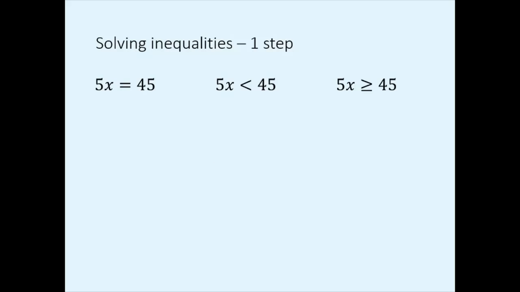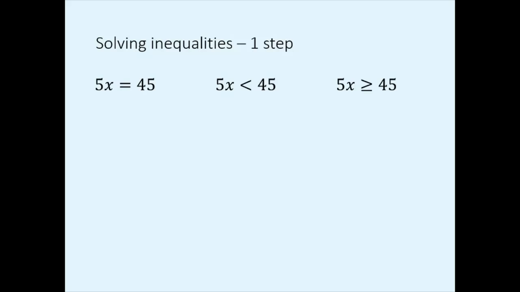So, solving inequalities. Here on the left-hand side, this is an equation. It's two expressions joined together with an equal sign. Here and here, we don't have an equal sign. Instead, we have these things. These are inequalities. The middle one says that 5x is less than 45, and the one on the right is 5x is greater than or equal to 45.